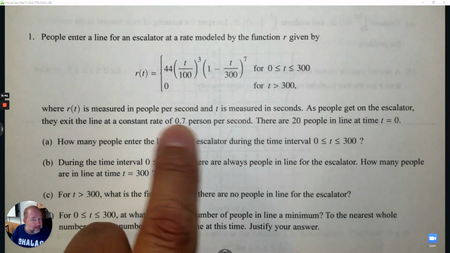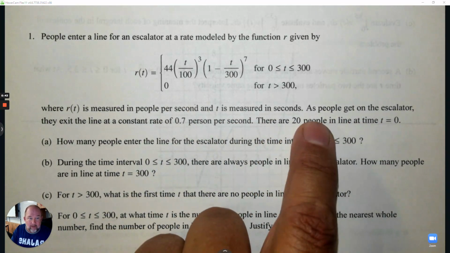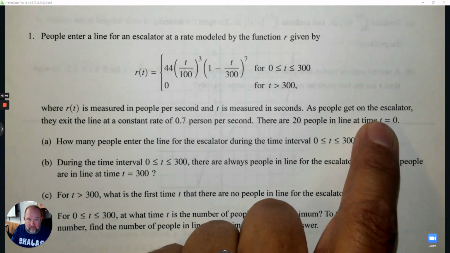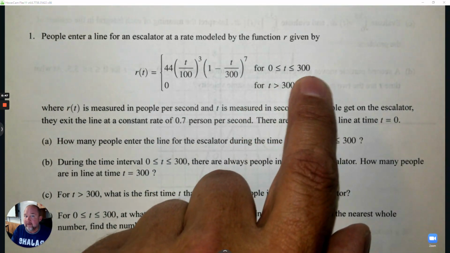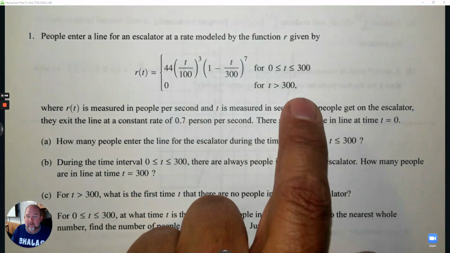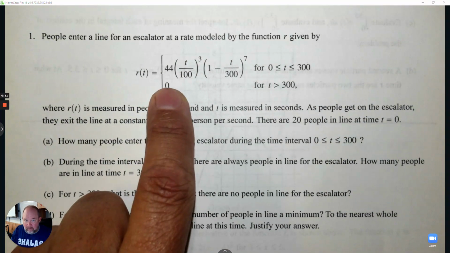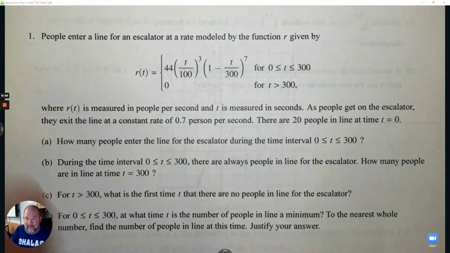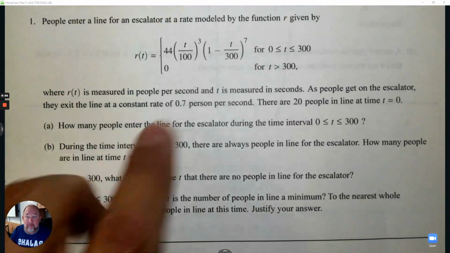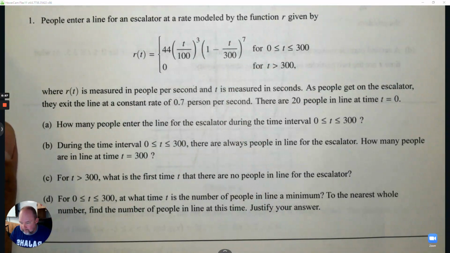So that is our second one. There are 20 people in line at t equals 0. From 0 to 300 seconds, this is the rate, and then after 300 seconds, 0. No one keeps adding to the line, no one is going onto the escalator.